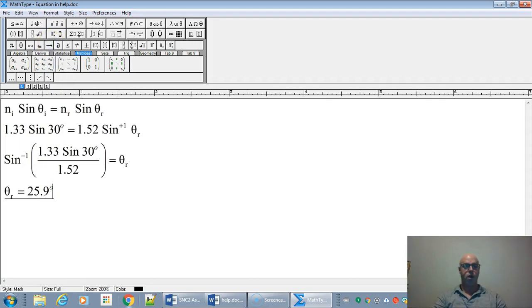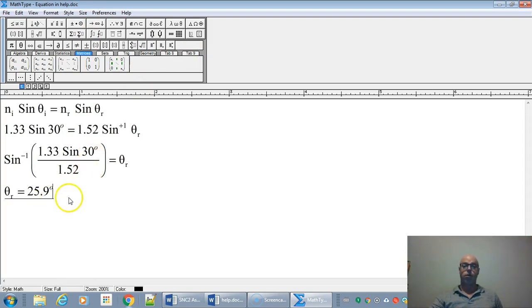Now if you have a poor calculator, you have to do things backwards. You'll have to go 30 sine, equals, multiply by 1.33, equals, divide by 1.52, equals, shift or second function sine, answer, and equals. And you'll get the same answer. So if you have a good calculator, you can do what you see. If you have a poor calculator, just do things backwards, and you should get this answer.